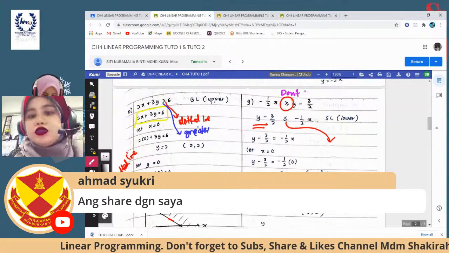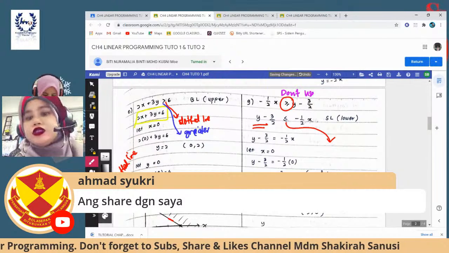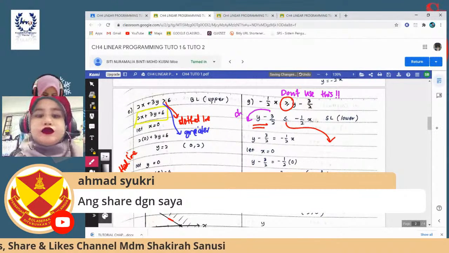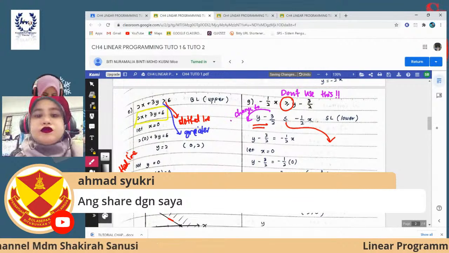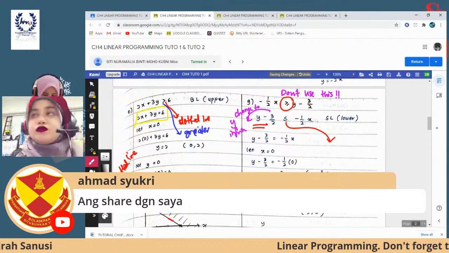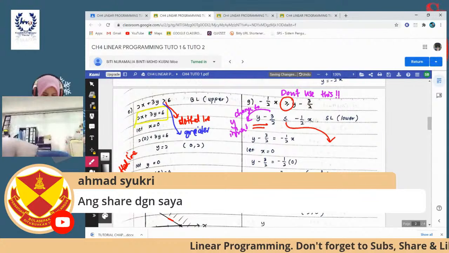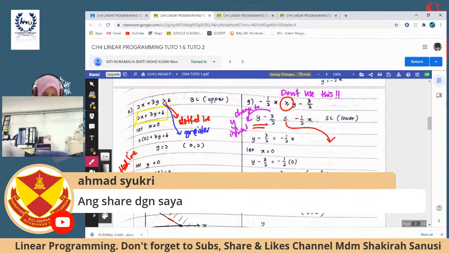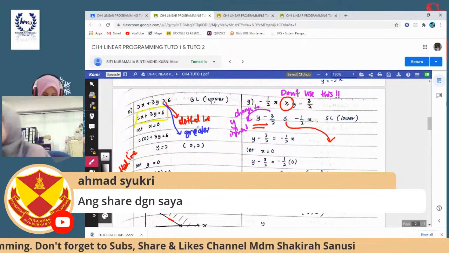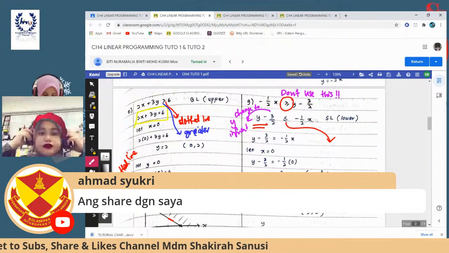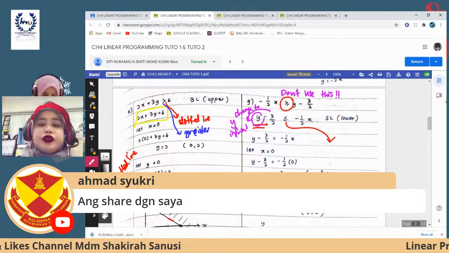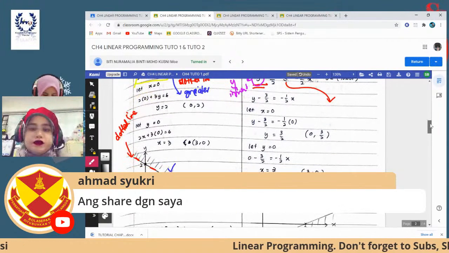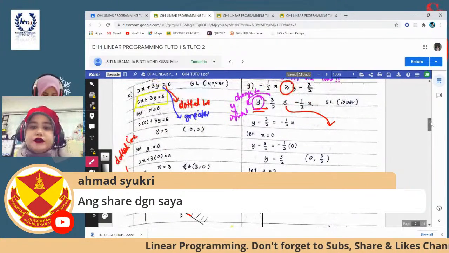Don't use this. Alright, jangan guna ni. Change to Y. Okay, change it into Y to the front. Okay, and then you do macam graph linear biasa lah.